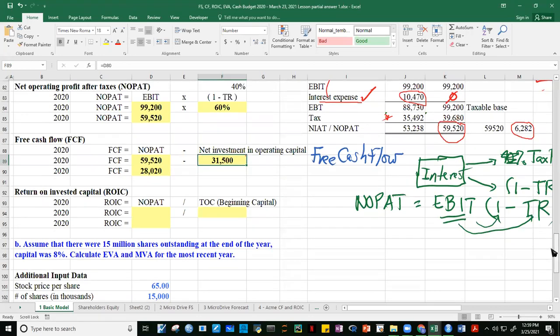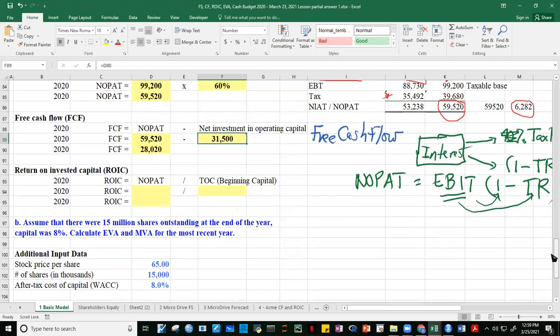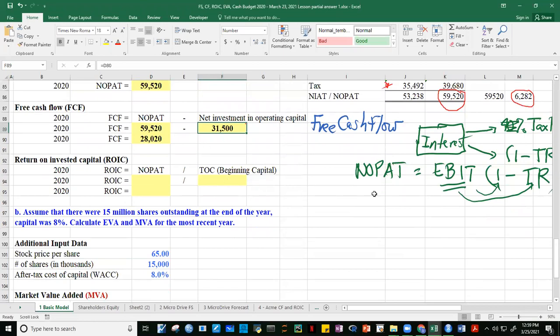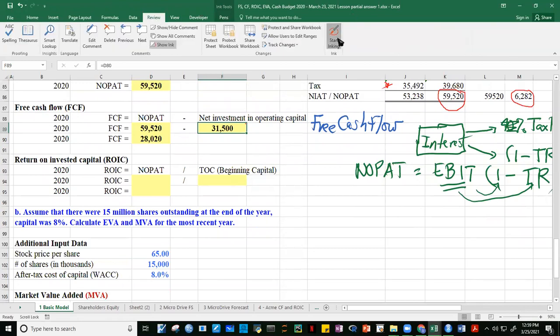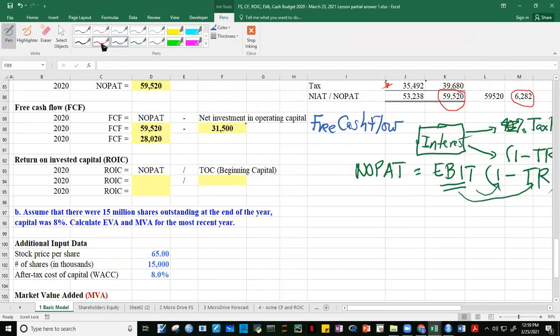Okay, the free cash flow is very important. In fact, some would rather look at free cash flow instead of the profit, instead of net income after tax. So I asked you guys last time, what's the purpose? How is free cash flow used?